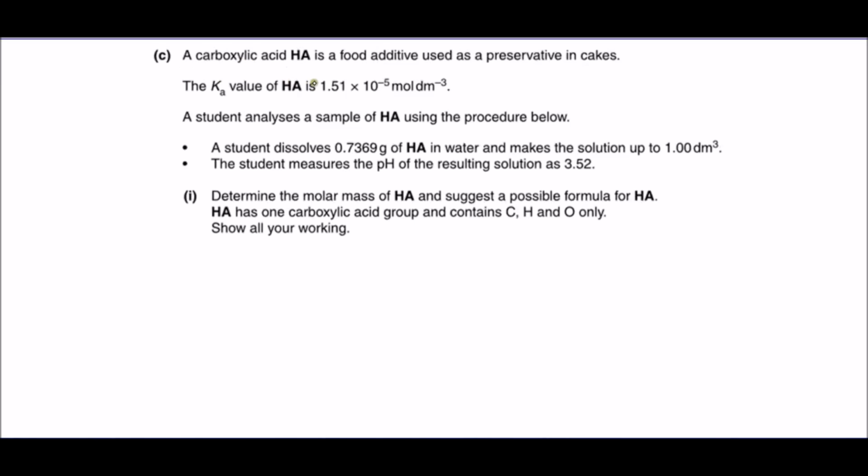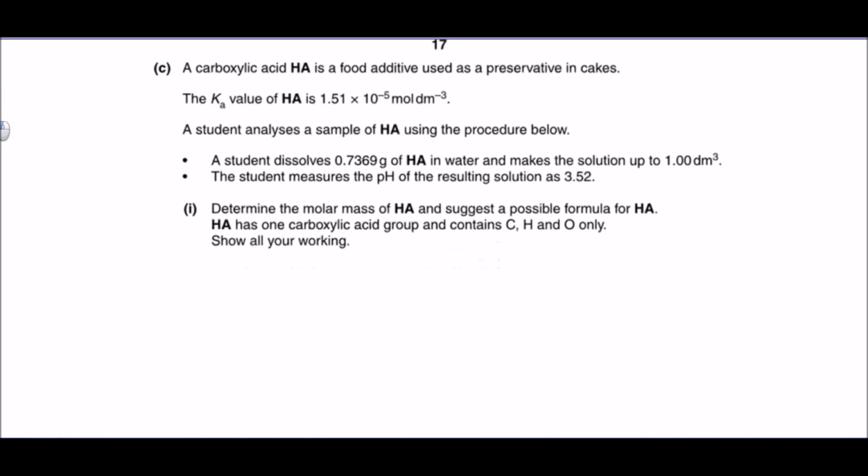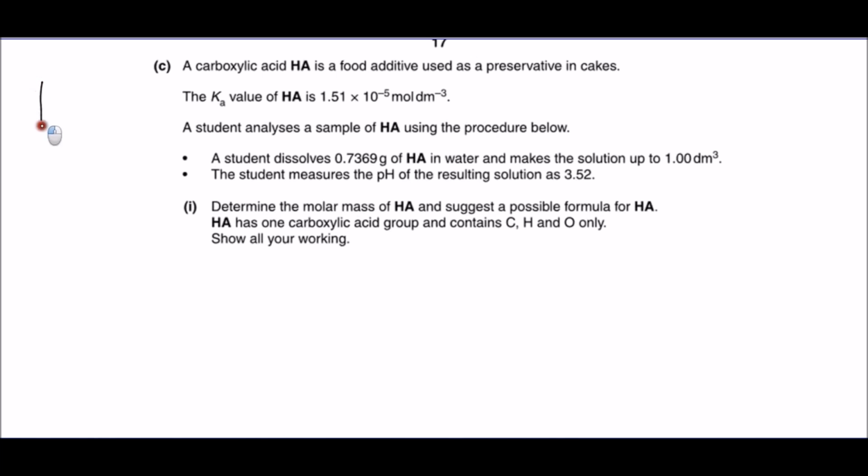Here in part C, we're talking about a weak acid because we're talking about a carboxylic acid being used as a food additive. We've got a Ka value, which again reinforces the fact that it's a weak acid, and then it's telling us that this acid is analysed. Okay, so I like to draw pictures of what's going on when I'm answering a question. So I've got a volumetric flask in my mind like this, which is 1 decimeter cubed or 1000 centimeters cubed, and I'm dissolving 0.7369 grams of HA in there. And the pH is 3.52.